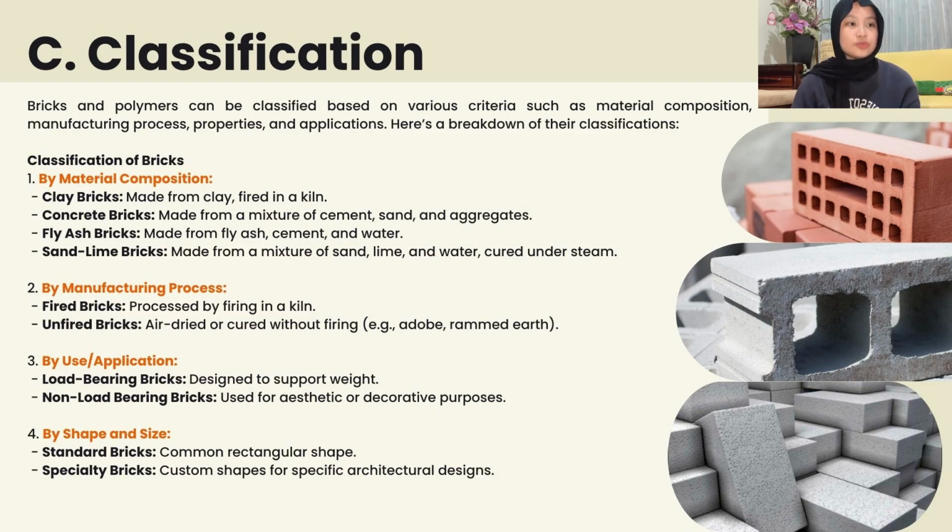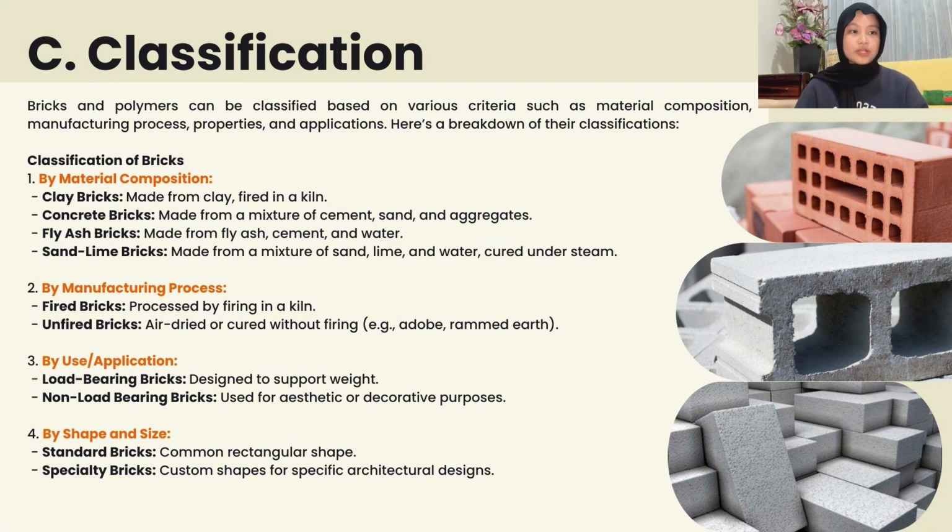Classifications of bricks and polymer. Bricks and polymers can be classified using various criteria such as material composition, manufacturing process, properties, and applications. First is classifications of bricks. We can see it by 4 sections. First is by material composition. There are 4 types of bricks here. There is clay bricks, made from clay and fired. Second is concrete bricks, made from a mixture of cement, sand, and aggregates. Third is fly ash bricks, made from fly ash, cement, and water. And the last is sand lime bricks, made from a mixture of sand, lime, and water, and cured under steam.